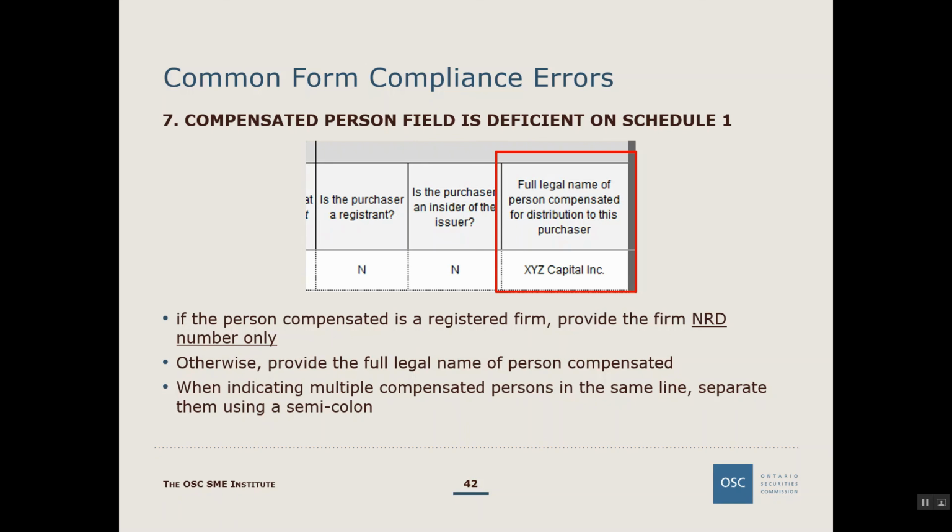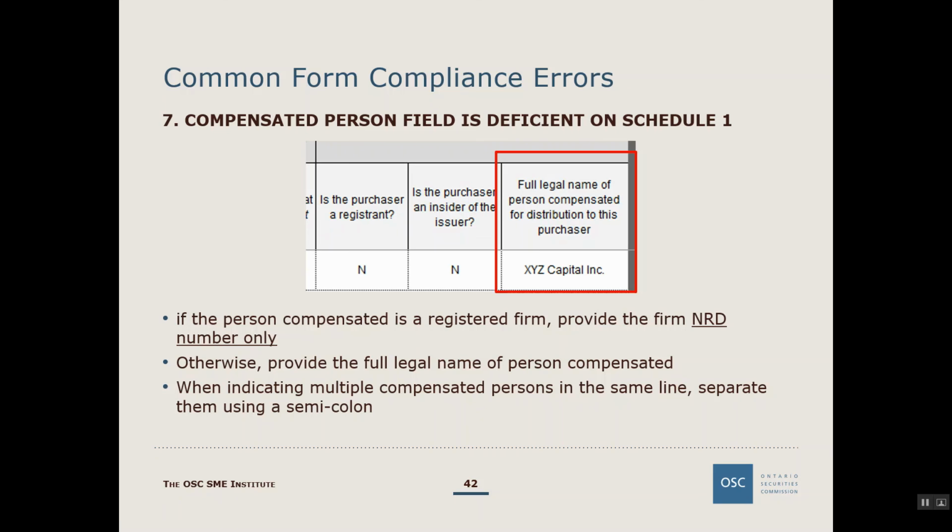In addition to Item 8 of the form, compensated person information must also be correctly completed in the Schedule 1. The name of the field reads full legal name or person compensated for distribution to this purchaser, and it is the last column in the Schedule 1. The Instructions tab of the Schedule 1 template provides further information on how to fill out this field correctly.